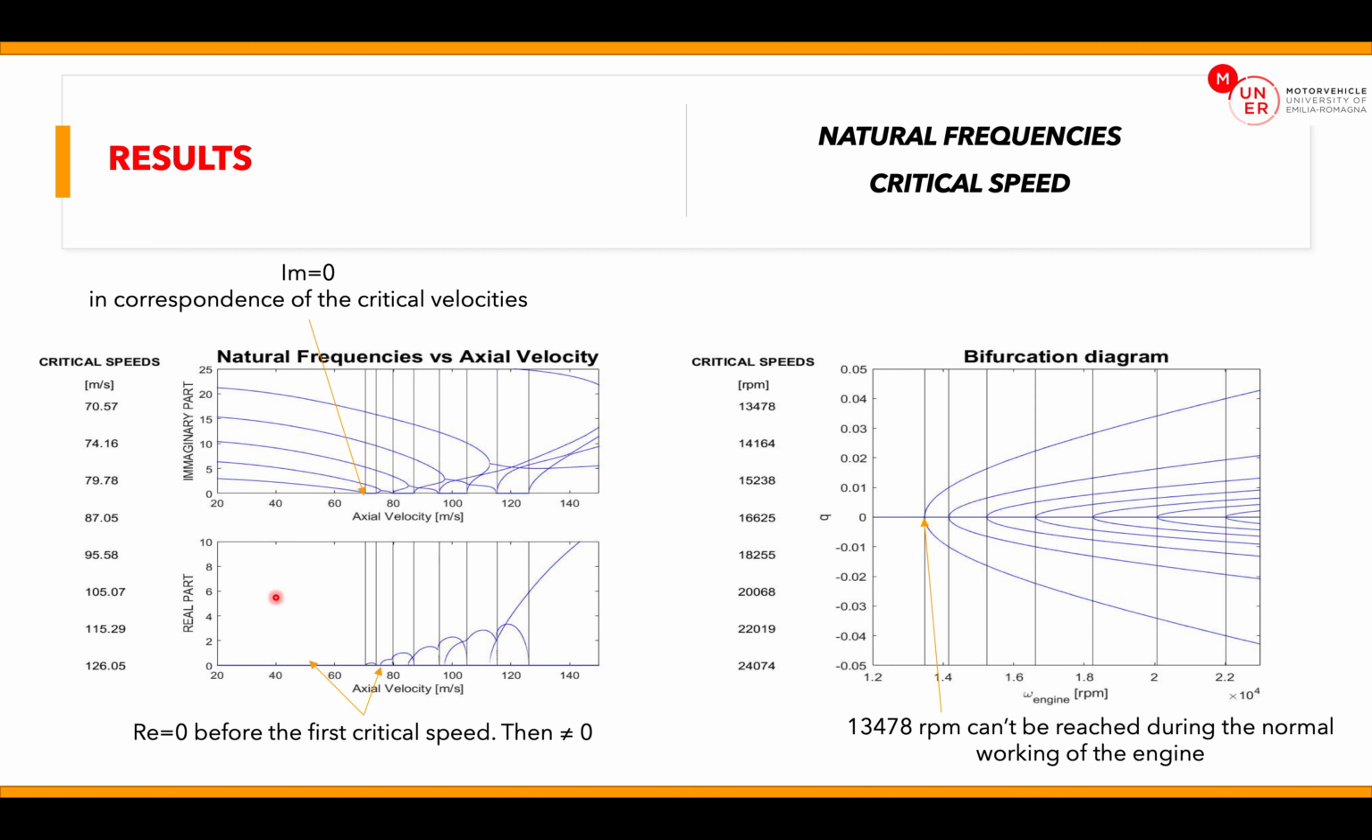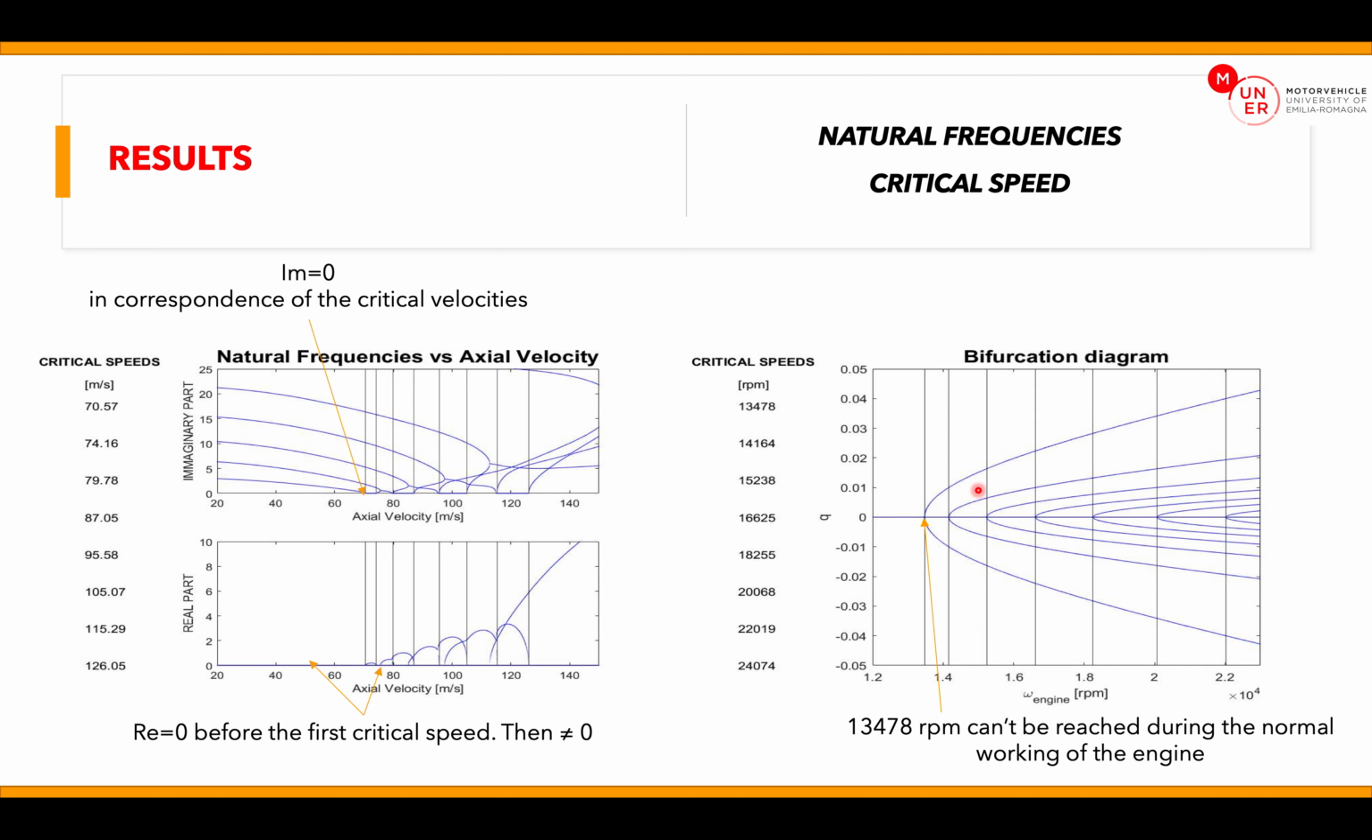In the graph on the left, we can see the real and the imaginary parts of eigenvalues. The imaginary parts become 0 in correspondence of the critical velocities, while real parts are 0 before the critical speeds, and they become different from 0 after them. To double check our result, we also plotted these vertical lines, the black lines, in correspondence of the critical speeds using the analytic formulation. On the right, we have the bifurcation diagram.